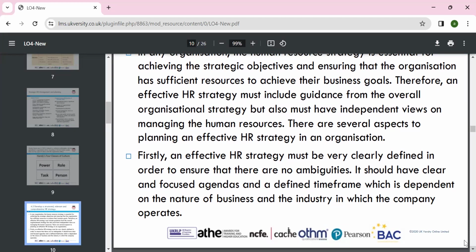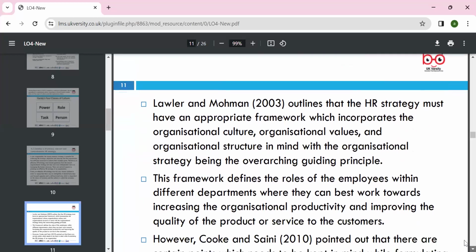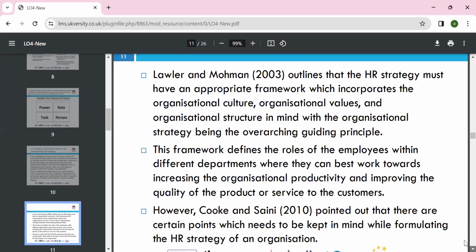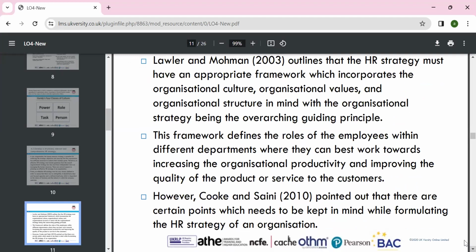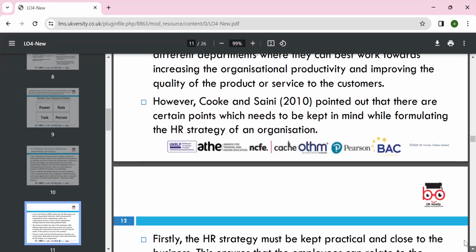So first, an effective strategy must be clearly defined, to ensure that there are no ambiguities, which needs to be clear and focused, with agendas and a defined time frame, depending on the nature of the business and industry in which we are doing business. And then we have outline: the HR strategy must have an appropriate framework, incorporating organization culture and values, and we can look around organization structure. Various other authors have highlighted central points that need to be kept in mind while formulating the HR strategy.